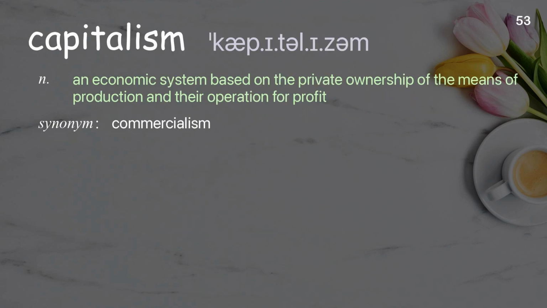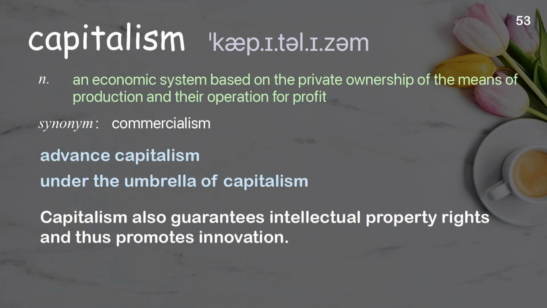Capitalism. An economic system based on the private ownership of the means of production and their operation for profit. Examples: advance capitalism. Under the umbrella of capitalism. Capitalism also guarantees intellectual property rights and thus promotes innovation.